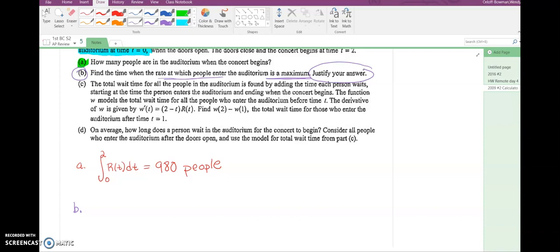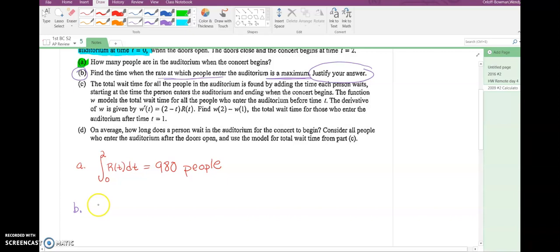And we always look to the derivative of what we're trying to find a max of. So in this case, we're going to want to find r prime of t. And again, we have a calculator. We don't need to find that by hand. So go ahead and open up your calculator to your graphing screen.